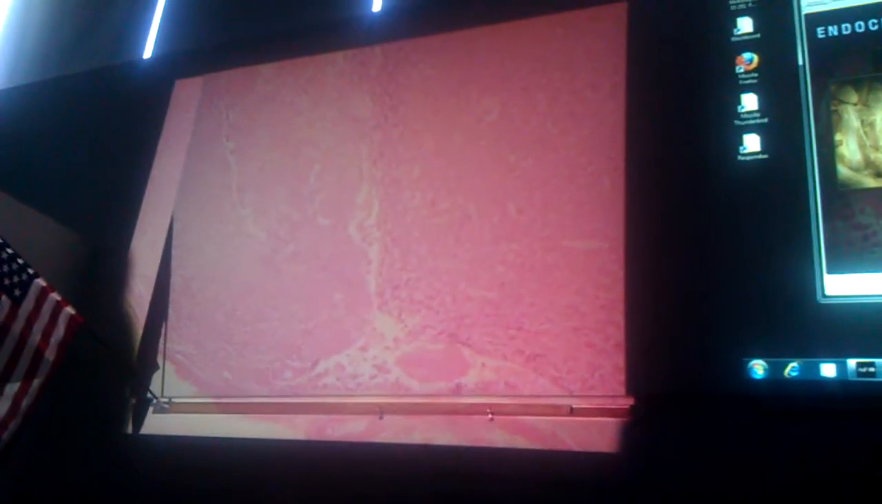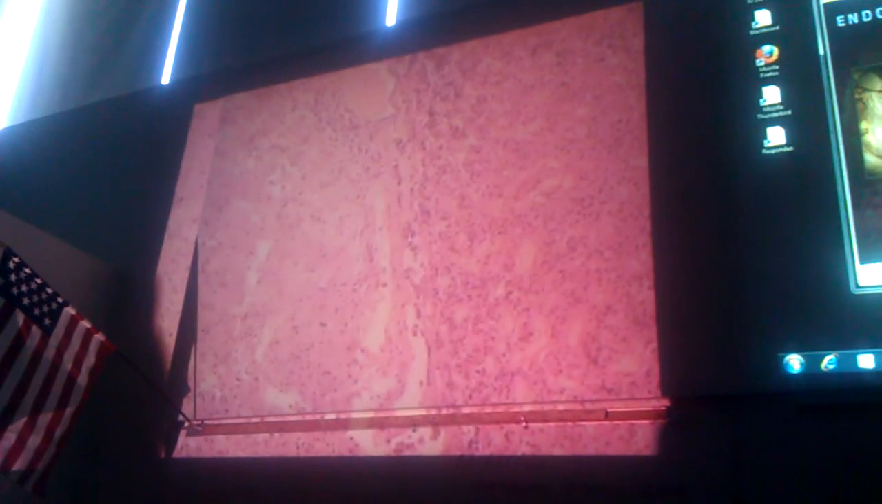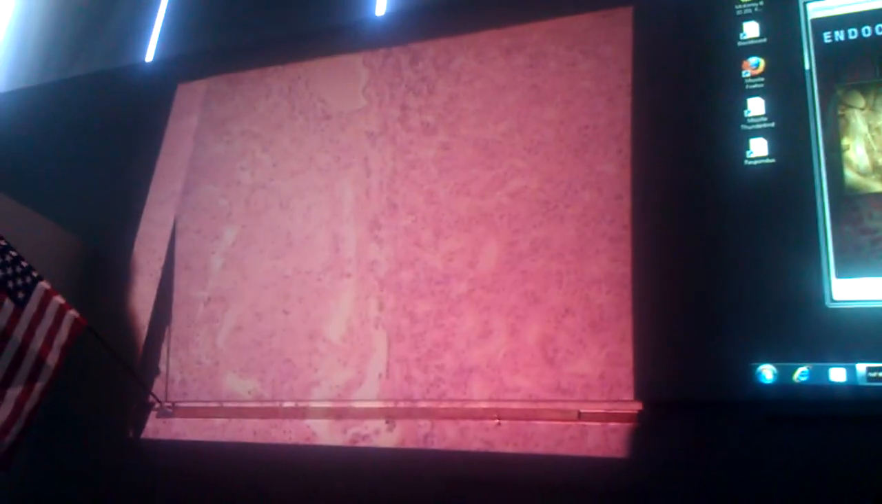This is the pituitary gland. The anterior pituitary, or adenohypophysis, is over here, and the neurohypophysis, or posterior pituitary, is over there. It's really easy to discern between those. There's the dividing line between them.